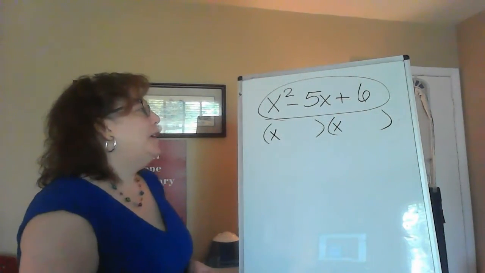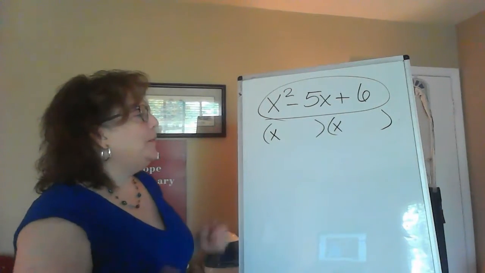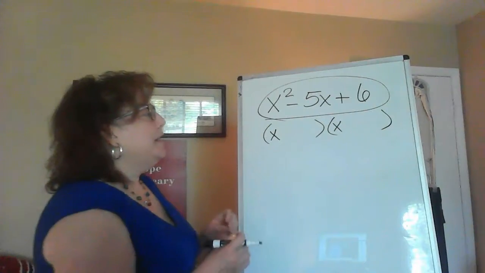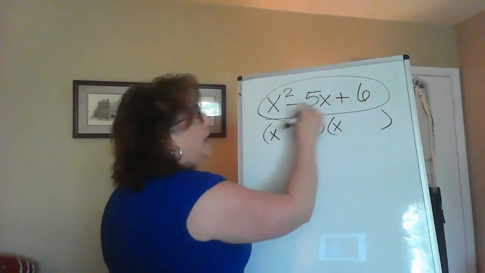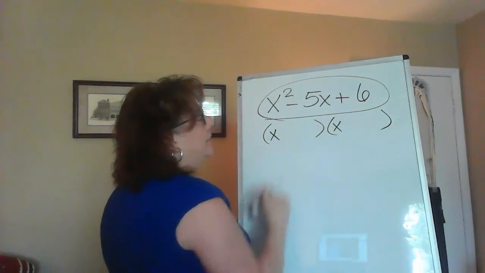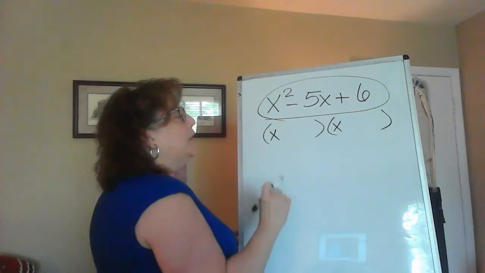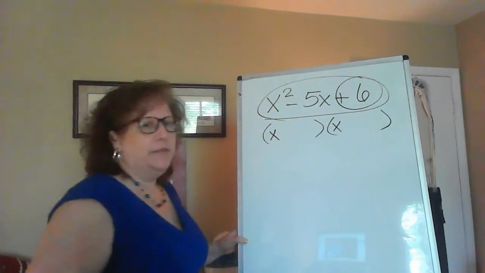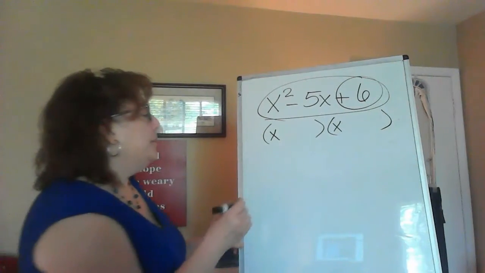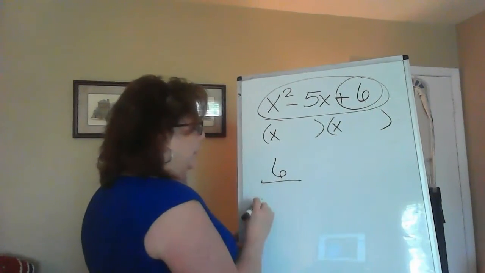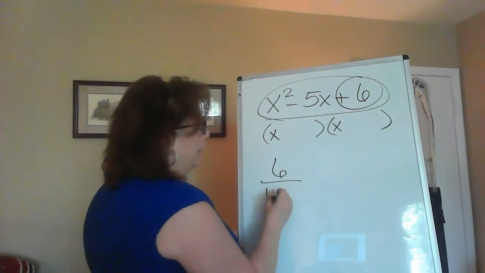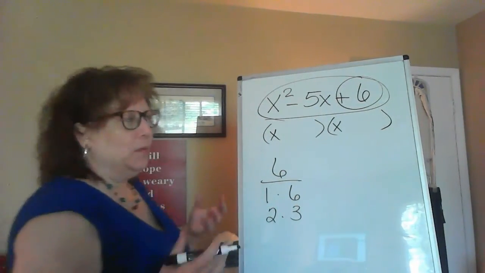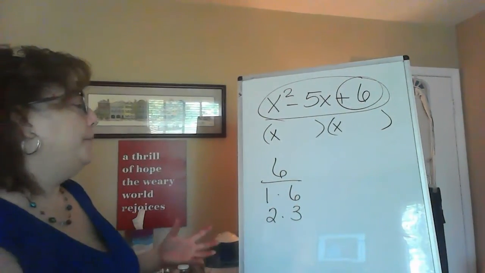So I probably picked a bad one to start with here, but we'll keep going with it. We've got to consider a couple things. First, we have to consider the signs and where they're going to go. And we have to consider the breakdown of the number 6, the factors of 6. So I'm going to bring my 6 down here, and I'm going to break this apart. 1 times 6, 2 times 3, and that's where we stop.